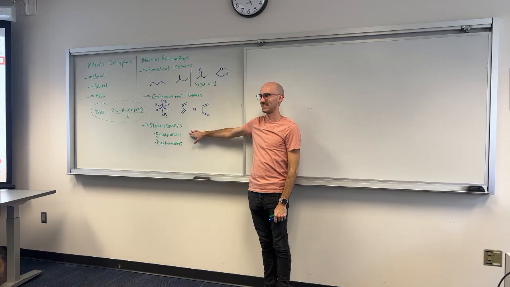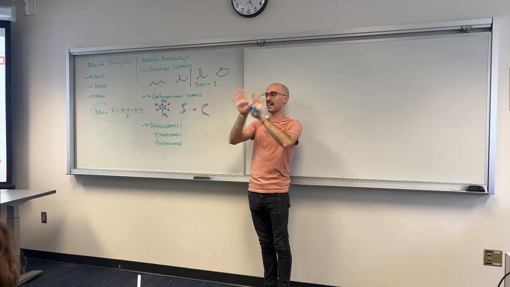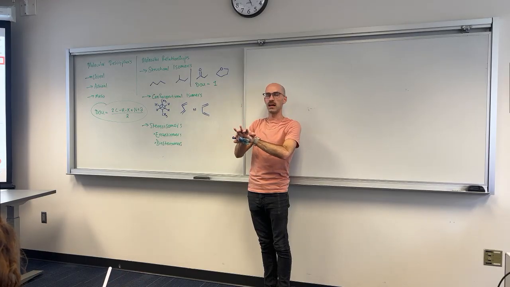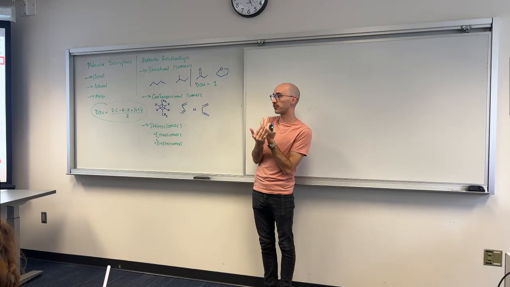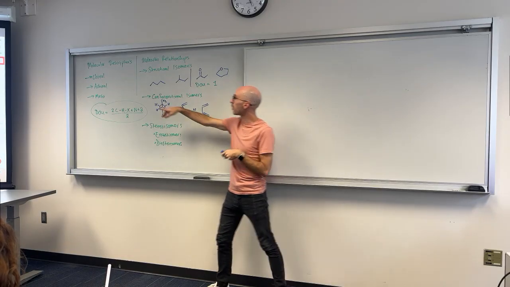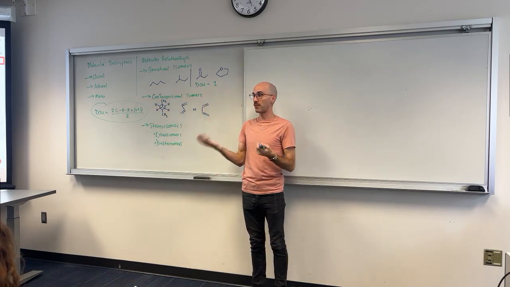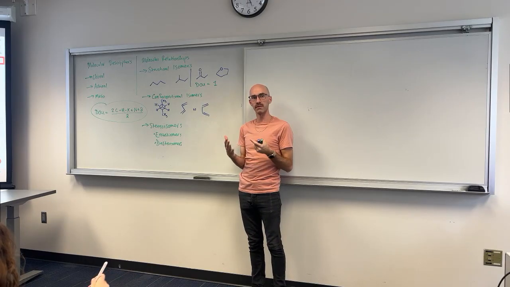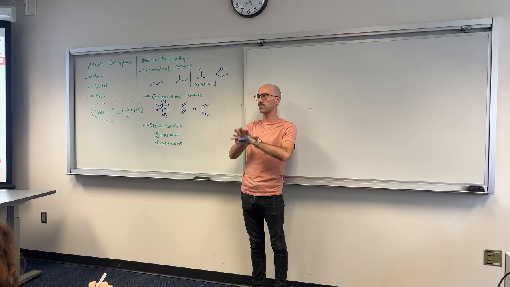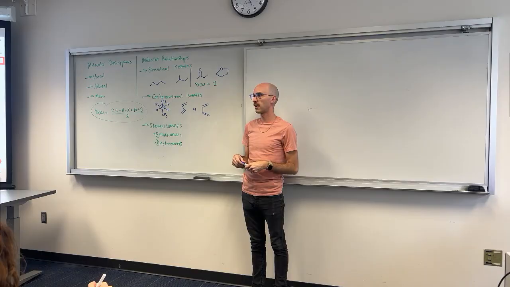Mirror images that cannot be superimposed. Everything has a mirror image, but a lot of things can be superimposed with their mirror image. Meso compounds, for example, have a mirror image that is superimposable with itself. But if your mirror image is non-superimposable like your hands are, then they are enantiomers.